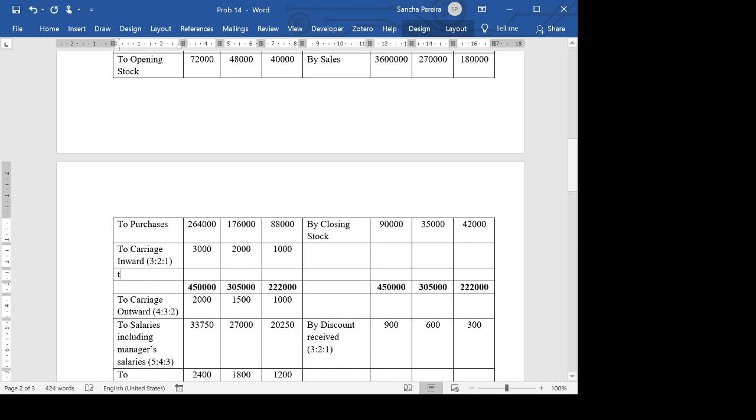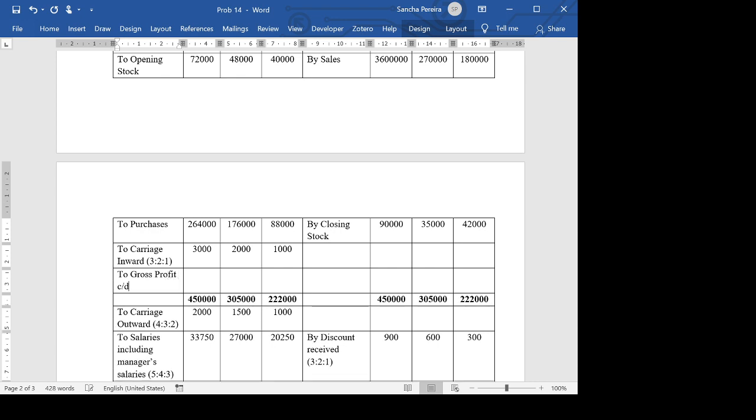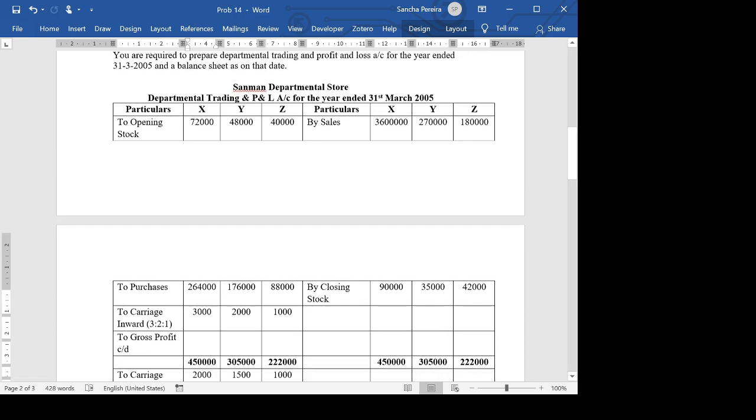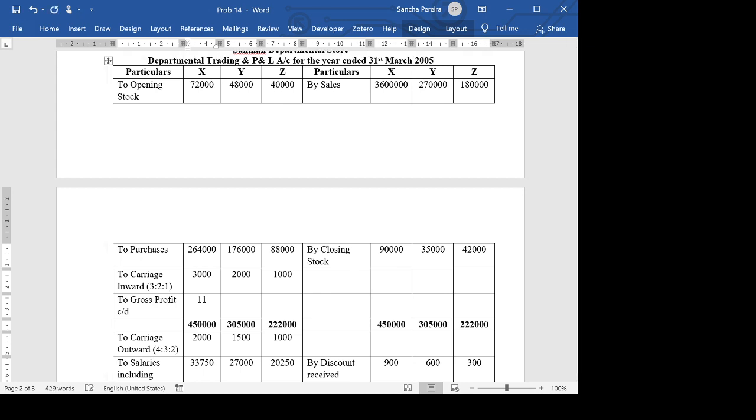So to gross profit carried down, 4,50,000 minus all those amounts. 4,50,000 minus this, you'll get 1,11,000. Those who are solving with me can also check. This will be 79,000 and this will be 93,000.